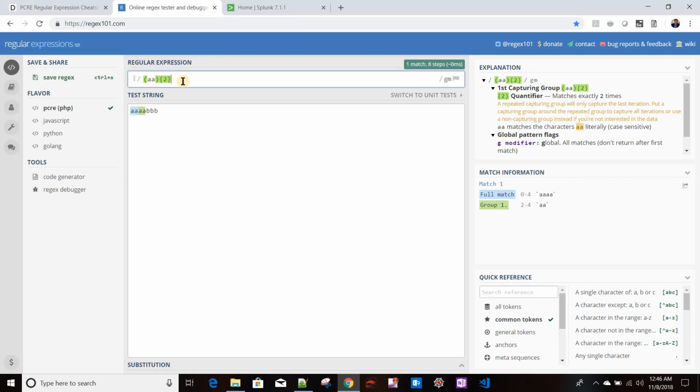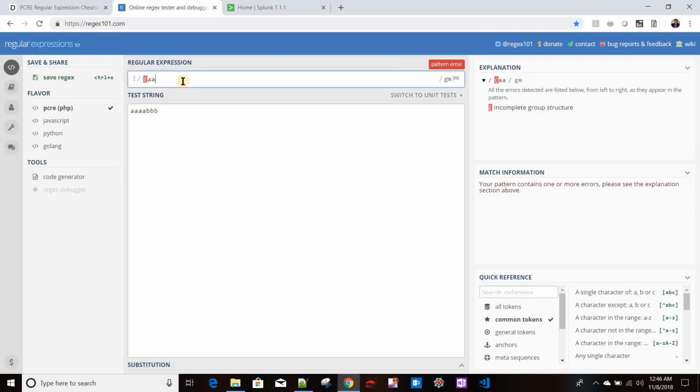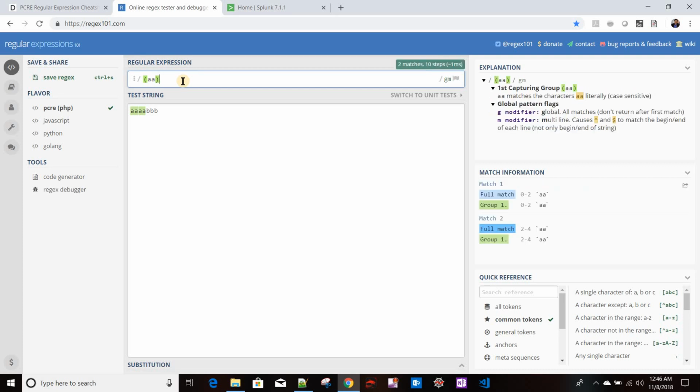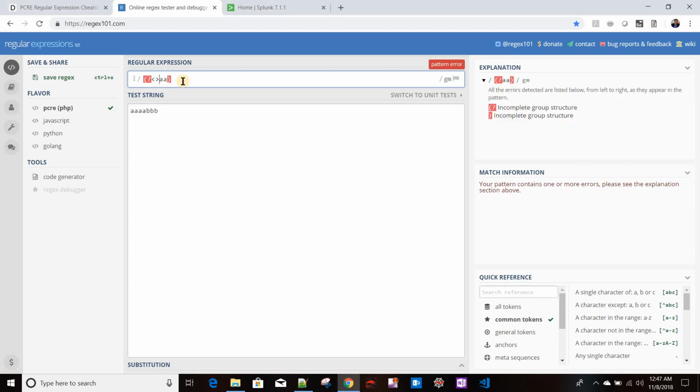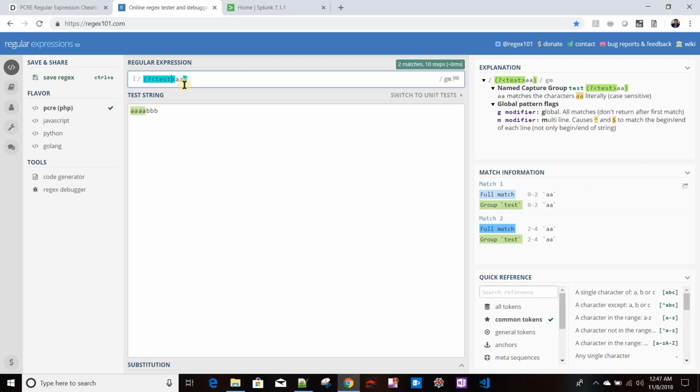When you create a group, two things happen. Specifically with a named group, you can give it a name, like this. Let's say test. By using this name you can recall this group. When the regular expression engine encounters this regular expression, it saves the group output. Now I'll show you how to do that as well.